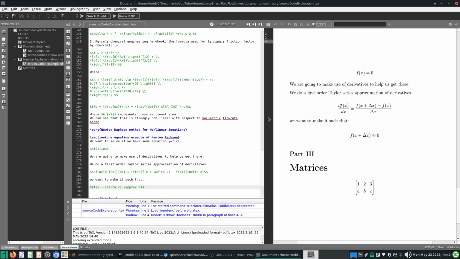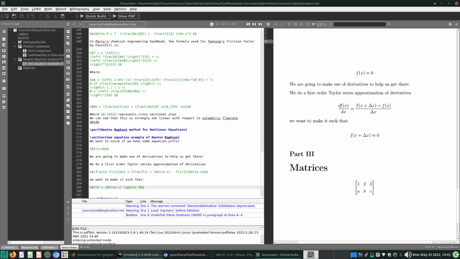So we want to make it such that this f of x plus delta x goes to 0 as far as possible. So it's approximately equal to 0, but not quite 0 just yet. It should be as small a value as possible, and then we'll look for this delta x.